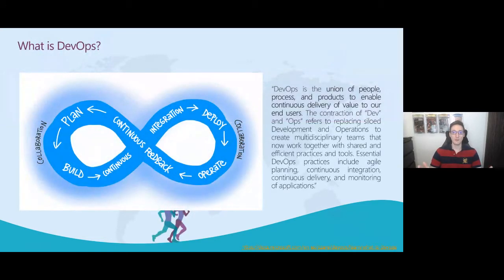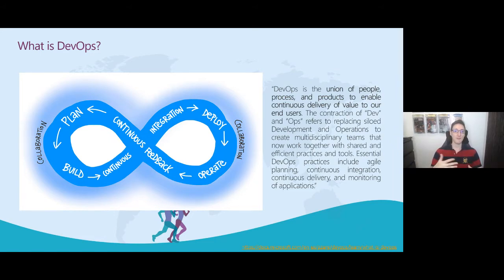So let's talk about DevOps. Before we talk about the technologies, let's just set some basic foundations. What is DevOps? Here's a definition that I took from the Microsoft website, from the Azure DevOps side, where it says DevOps is the union of people, process, and products to enable continuous delivery of value to our end users.